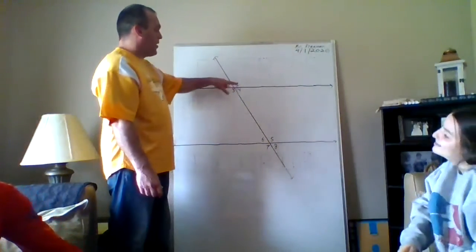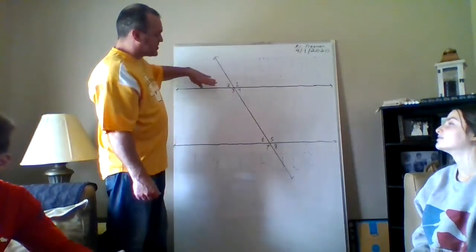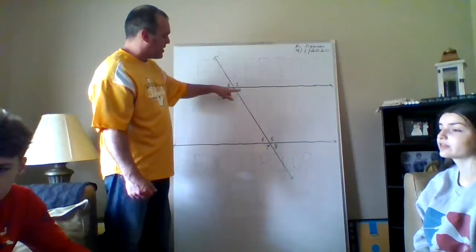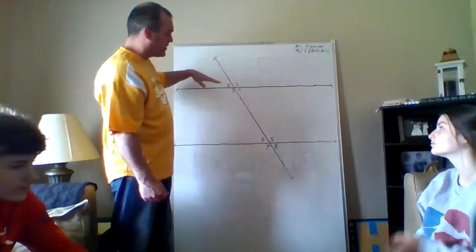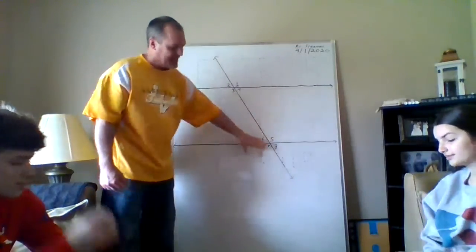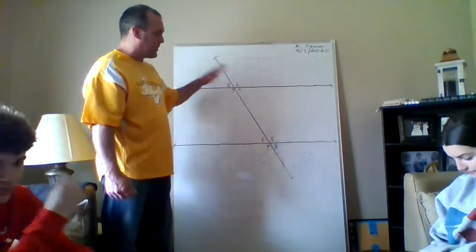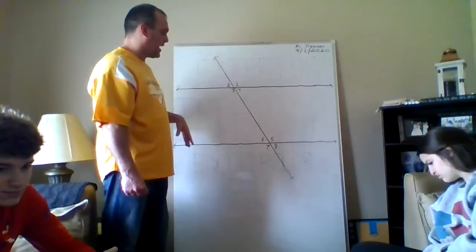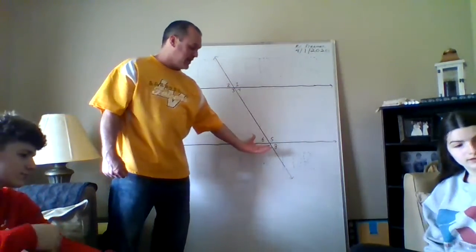Now, 1 and 2 are supplementary because they form this one. 2 and 3 are also supplementary because they form that straight line. 3 and 4 are also supplementary because they did this one. And 1 and 4 are supplementary because they did this one. Every one of these intersections actually has 4 pairs of angles that are supplementary to each other.